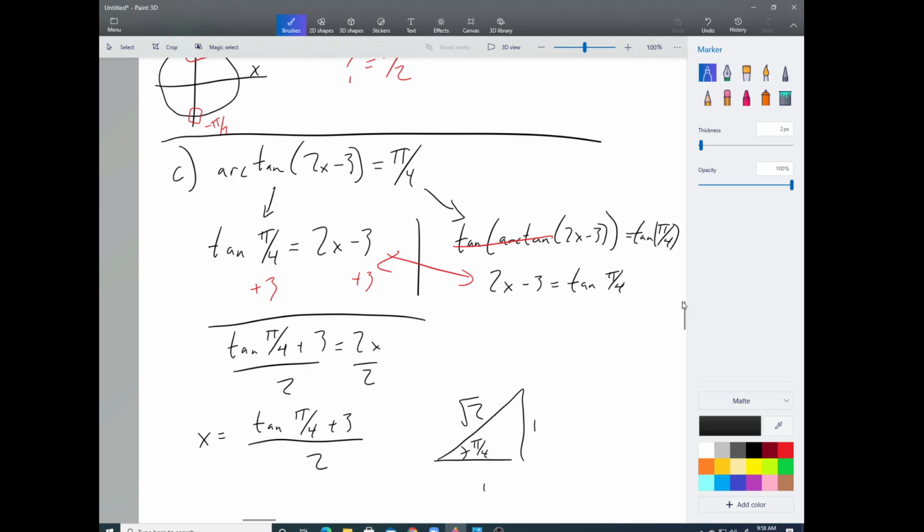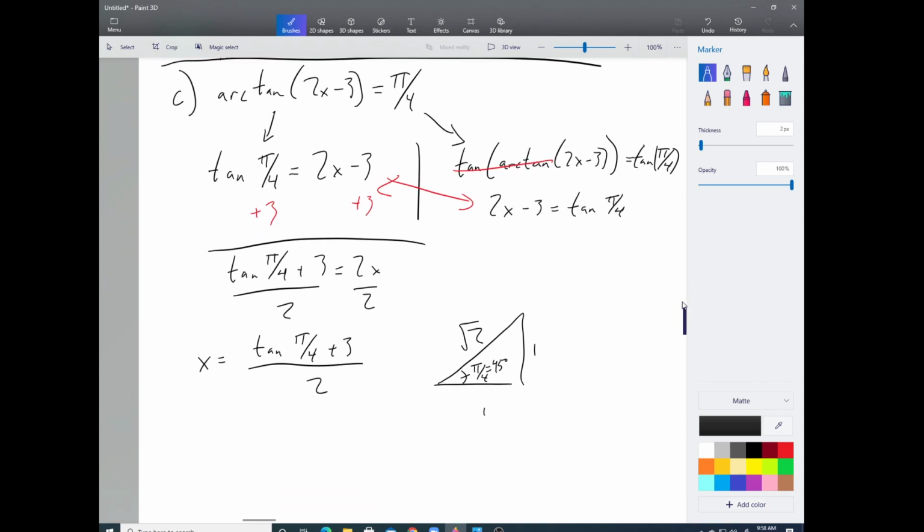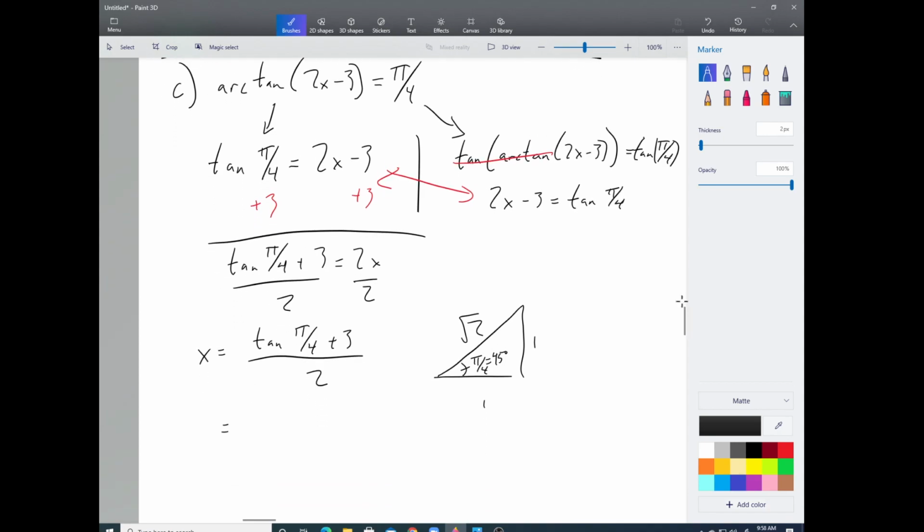And you do want to simplify the tangent of pi over 4, or whatever your trig function is. So I drew the special triangle that relates to pi over 4. And remember, pi over 4 is the same thing as a 45-degree angle. And I'm going to take the tangent of that triangle. So the tangent is the opposite over the adjacent, which is very convenient because it's just 1 over 1.